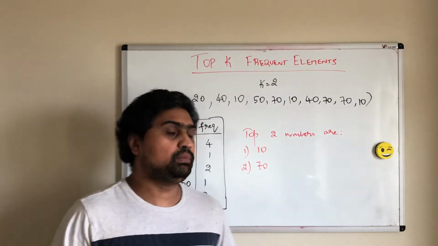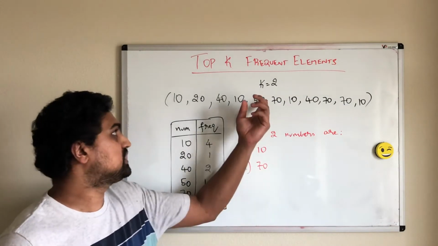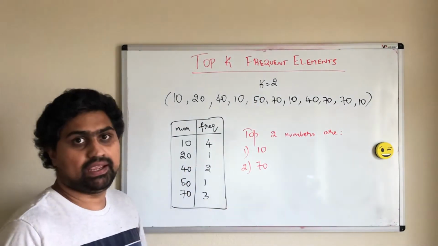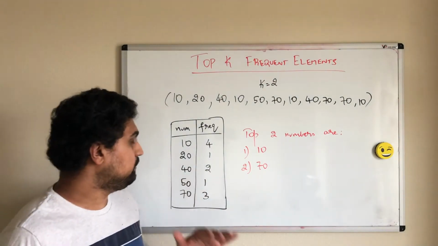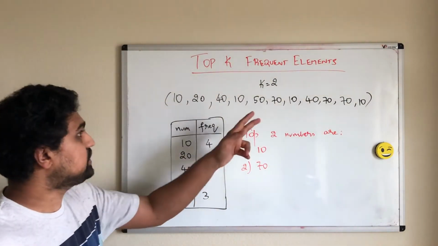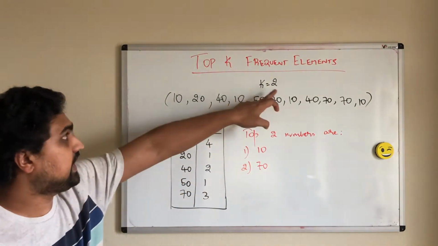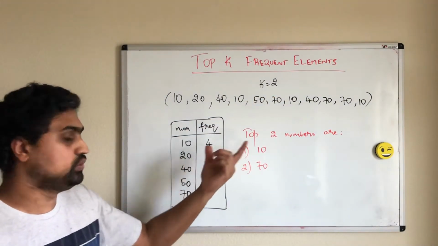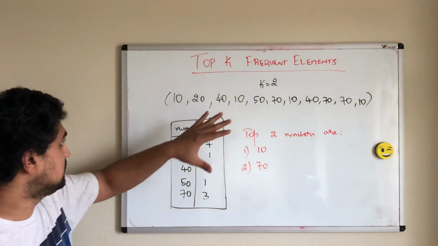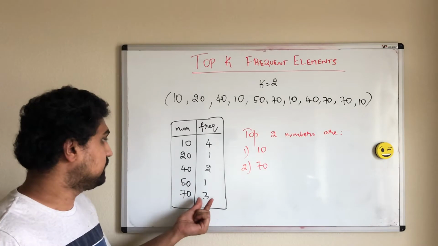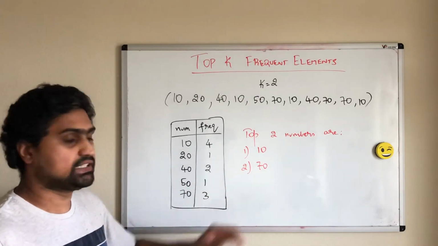Okay, so here we are given a list of integers and a positive integer k. From this list, we have to find the top k set of numbers. So what do I mean by that? From this list here, I have marked each number and its frequency. Since k is equal to 2, we have to find the top two numbers. The top two numbers from this list are 10 with a frequency of 4 and 70 with a frequency of 3. So this is the expected output.